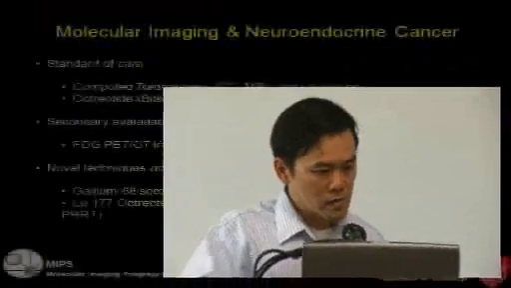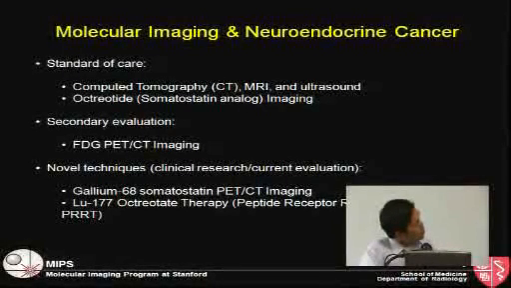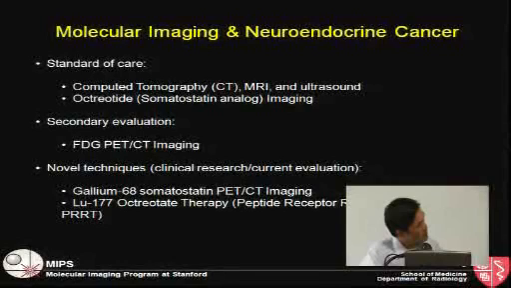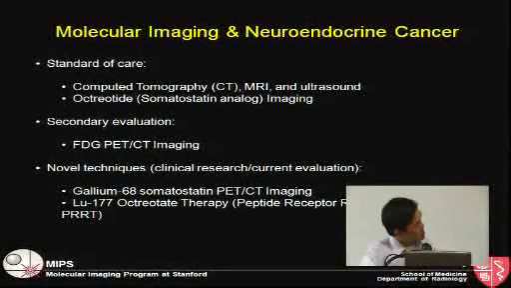Okay, so let's start off with octreotide scanning. The standard of care, as I've shown you in the initial slide, is that you get CT, MR, and sometimes an ultrasound depending on where the suspected tumor is. As an adjunctive imaging exam, you get octreotide imaging. And I'm going to go into that a little further in a second.